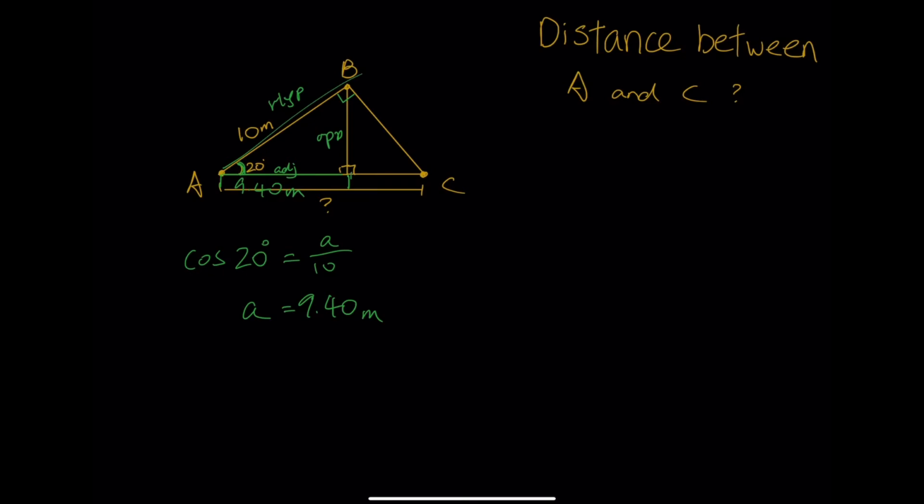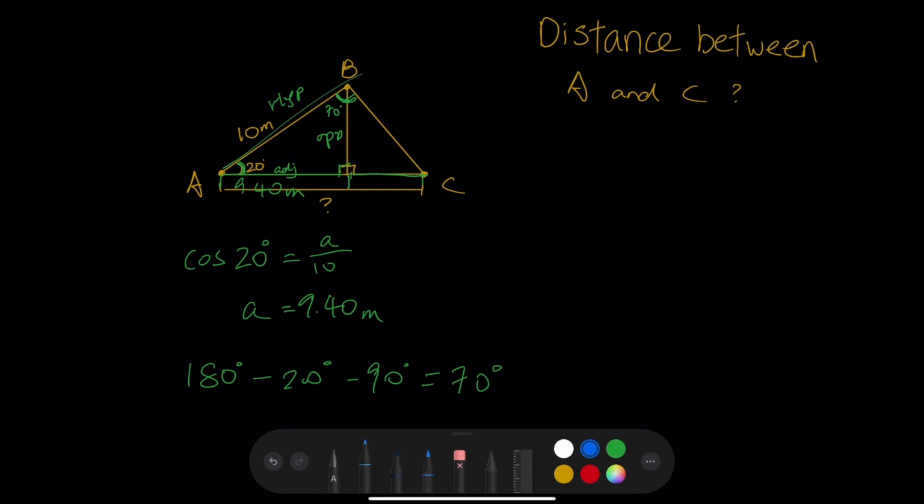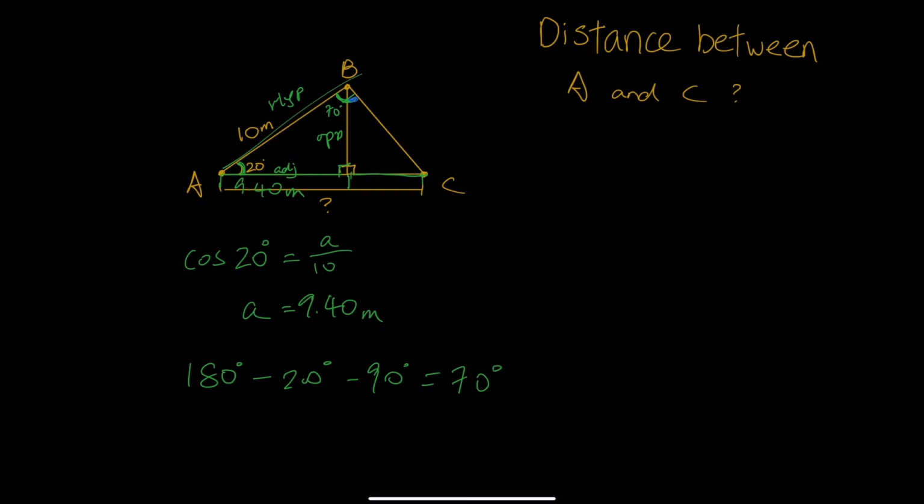Now we want to get the length from here to here. We could get the angle of this by 180 degrees minus 20 degrees minus the 90 degrees here, and that's equal to 70 degrees. So this angle is 70 degrees. Let's change the color now. Meaning that this angle here will be 90 degrees because this is a right angle. 90 degrees minus 70 degrees, 20 degrees. So this angle here is 20 degrees.